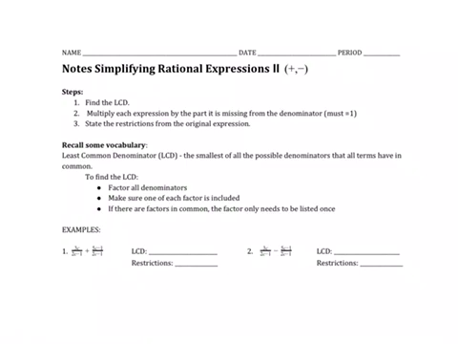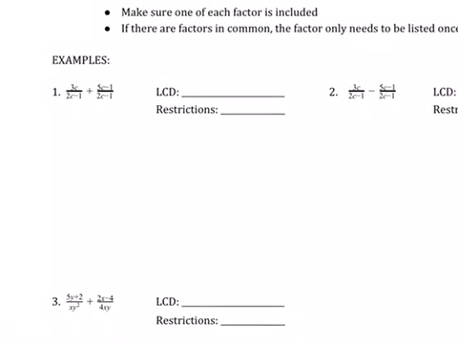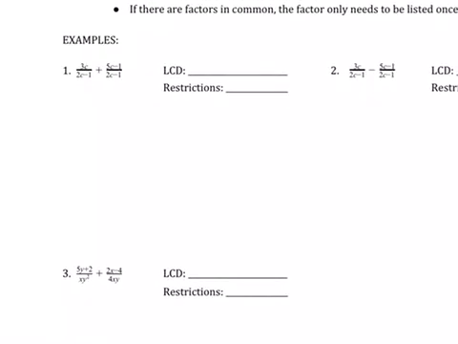And to find it, you're going to have all the factors, and make sure one of each factor is included. If there are factors in common, then that factor only needs to be listed one time. Okay, so let's get started. Here are some examples. We have the same denominator in both of these, so we don't have to factor or do anything crazy. Those are already factored. The common denominator is 2c minus 1.